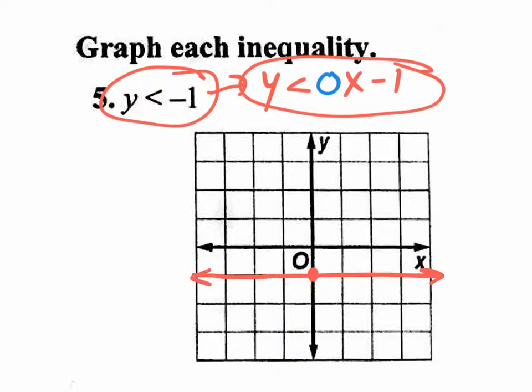Now, of course, we could also go back to, oh, wait a minute, I'm sorry. This is not supposed to be a solid line, right? No, it's supposed to be a dotted line because the inequality doesn't have a solid line underneath it. So let me go back and erase a couple of spots right there.